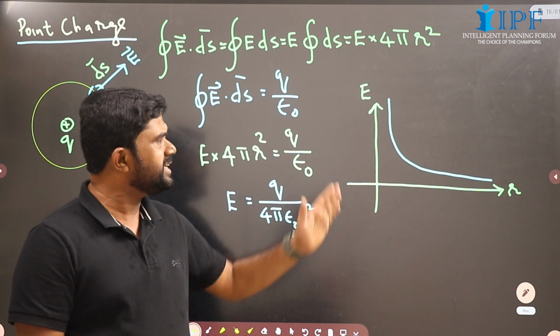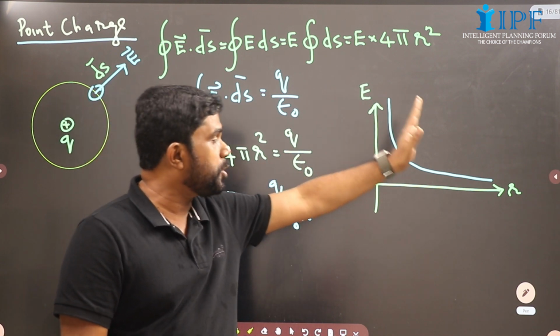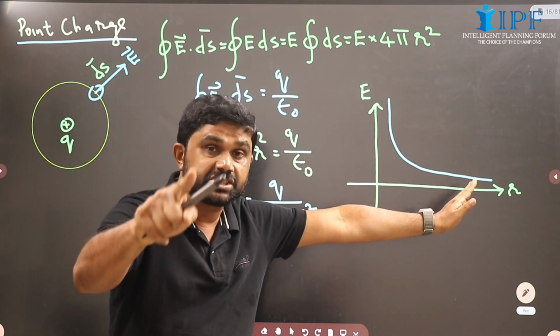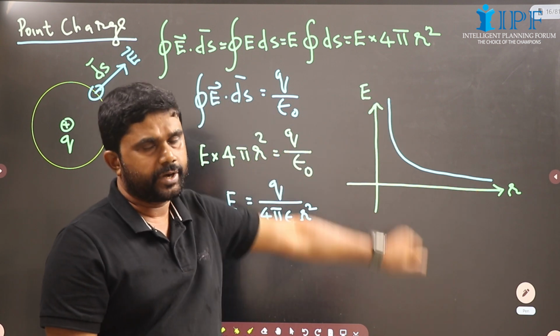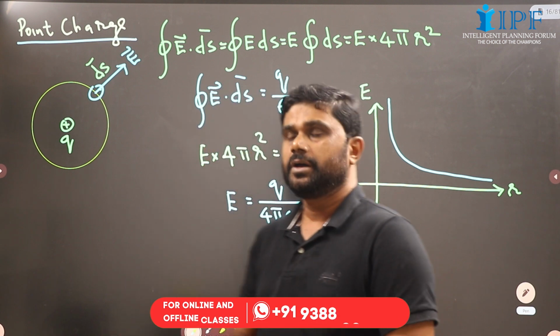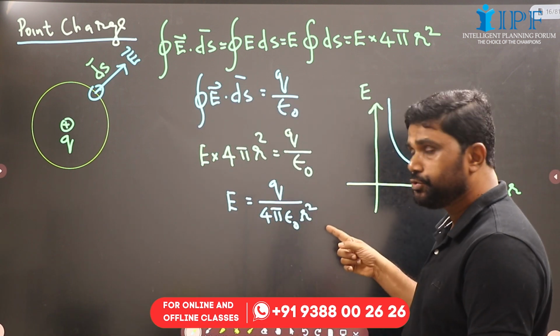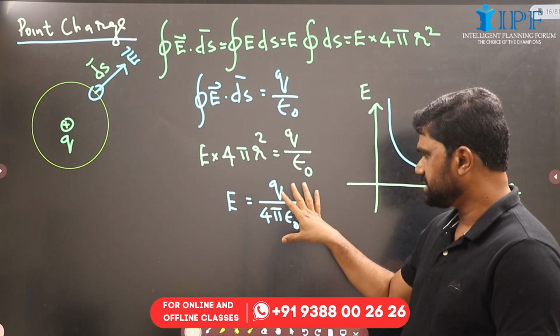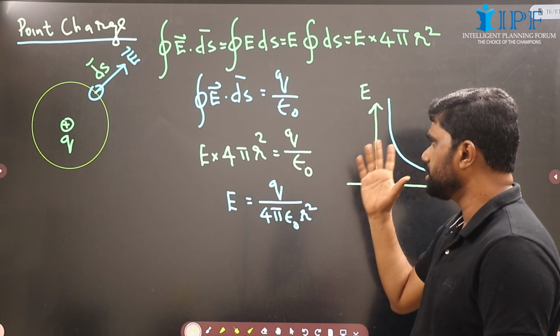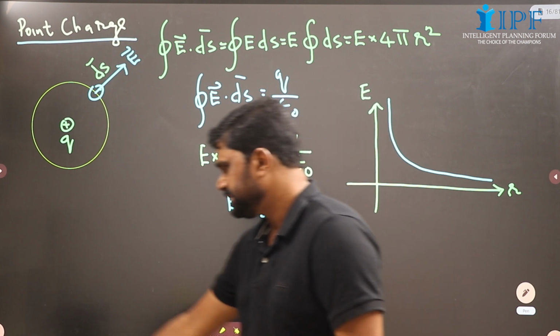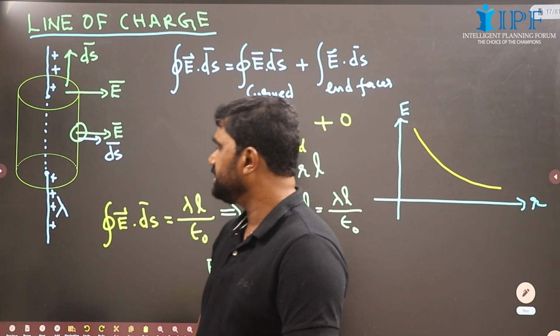Now, if this intensity of electric field is plotted against the distance from the point charge, this will be the graph. So we have the electric field intensity due to a point charge as a function of distance, E equals Q divided by 4 pi epsilon 0 r square, and this is the plot. Now let's try the next case.